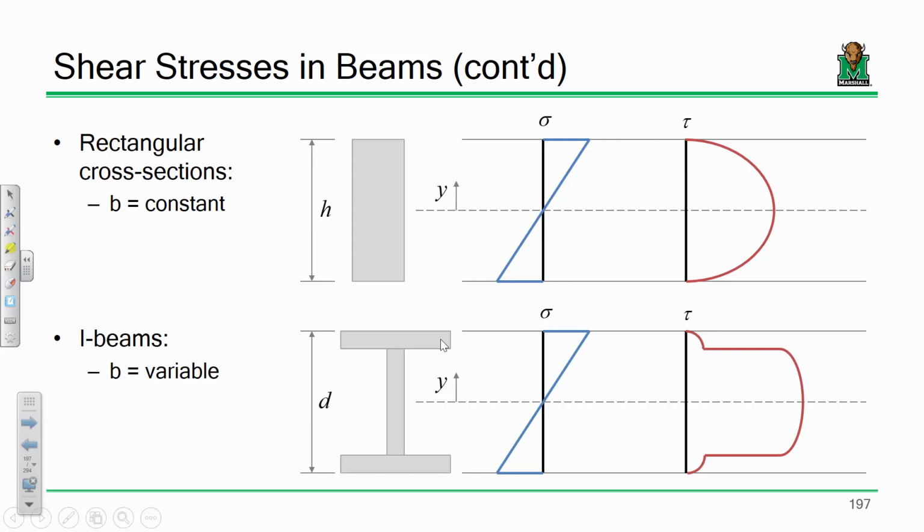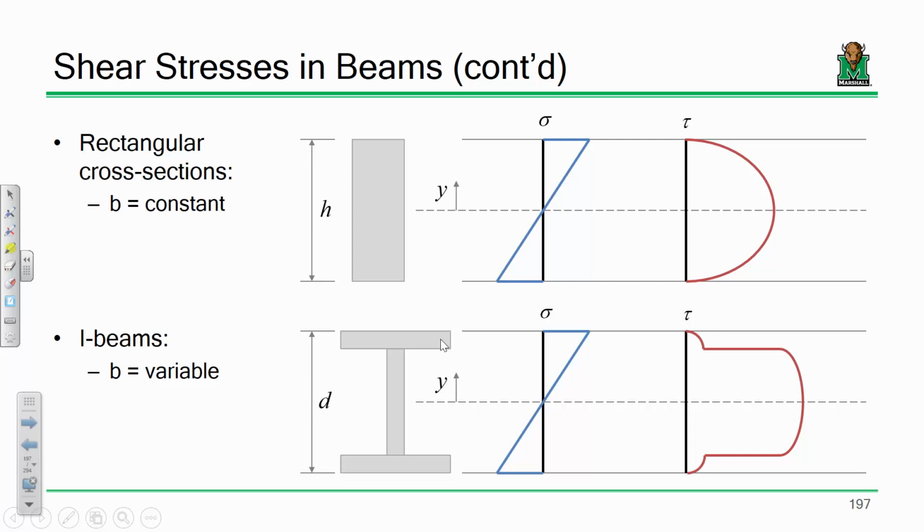This is a conceptual plot showing what's happening with bending stresses and shear stresses when you look at given beams. Let's look up top. Up top is a rectangular section. The first profile is the bending stress profile. So this is sigma equals My over I, and I think everybody is okay with that. Sigma equals My over I, linear from the centroid.